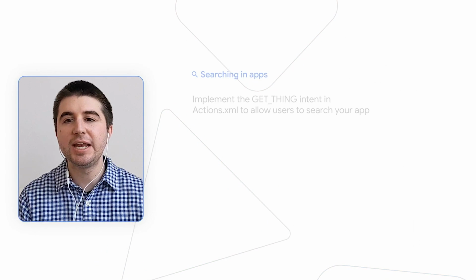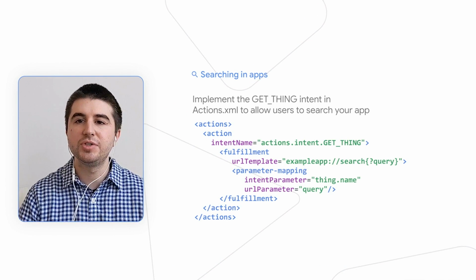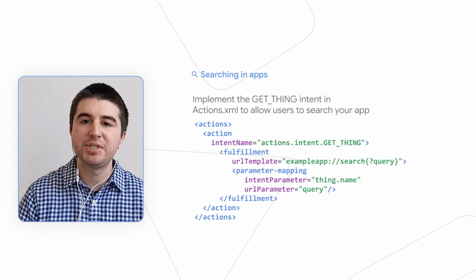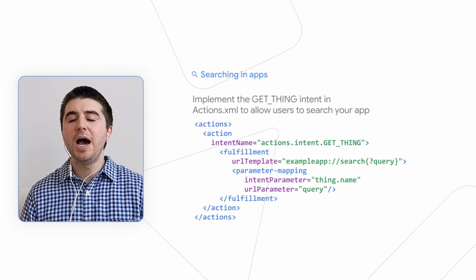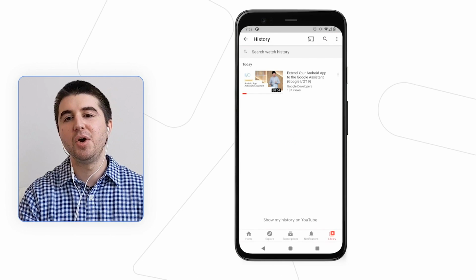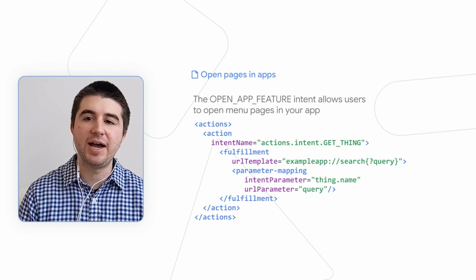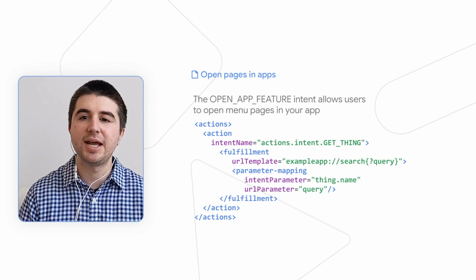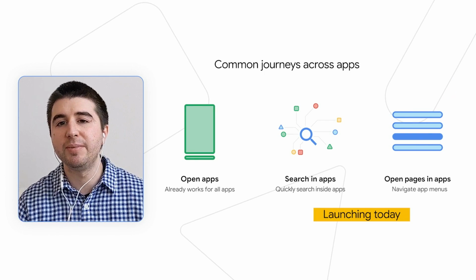Here you see an example for searching an app where the actions.xml file registers for the get thing built-in intent and maps it to a search deep link. Another very common task is opening a specific page in an app. With this feature, common places in apps like menus, settings, history, and notifications can all be easily made available through voice. For example, you can say, "Show my watch history on YouTube," to be taken to the appropriate section in the app. Once again, this integration is as simple as providing the correct set of deep links in your actions.xml file.